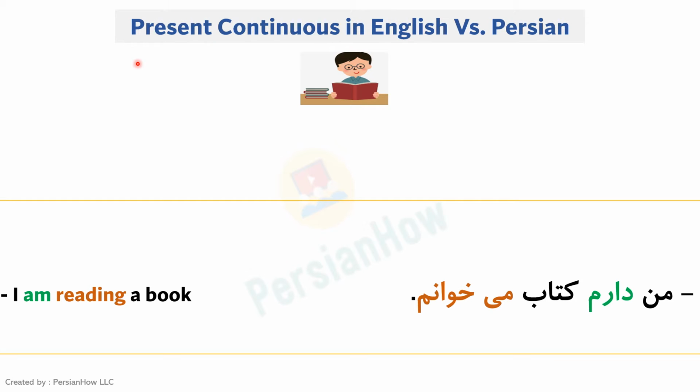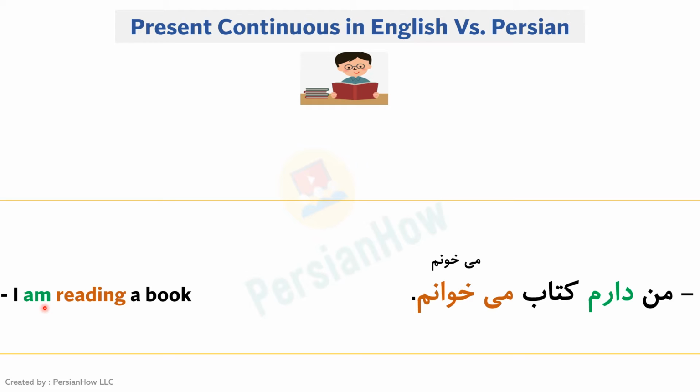Now let's do a quick comparison between present continuous in English versus Persian. So we have a sentence here, I am reading a book. The Persian equivalent is من دارم کتاب میخوانم. And میخوانم in the spoken language is pronounced میخونم. من دارم کتاب میخونم. So what are the differences between these two, grammatically?